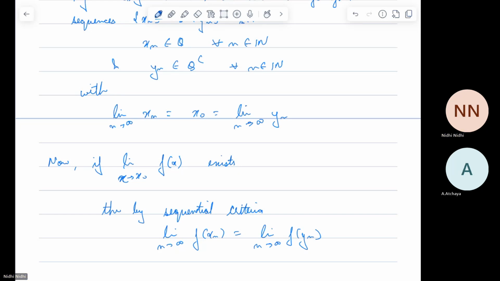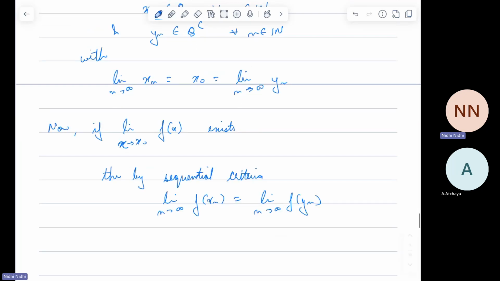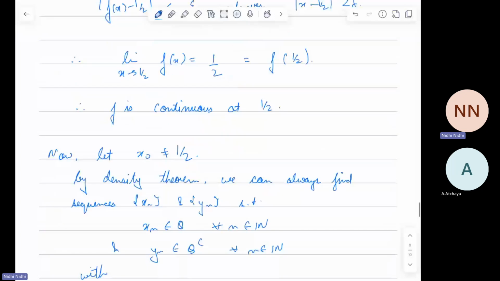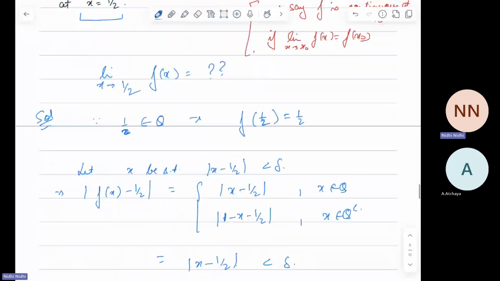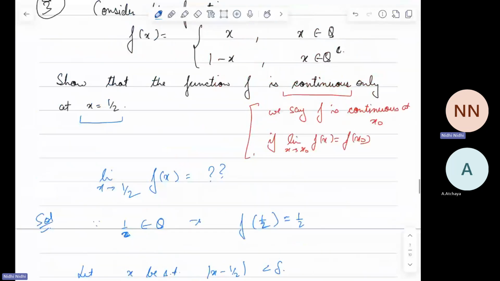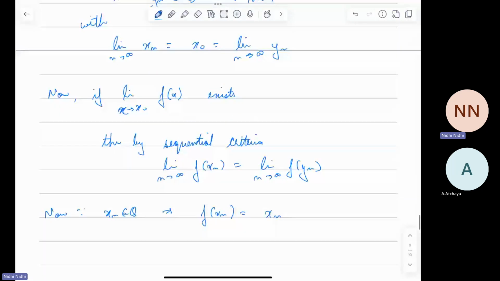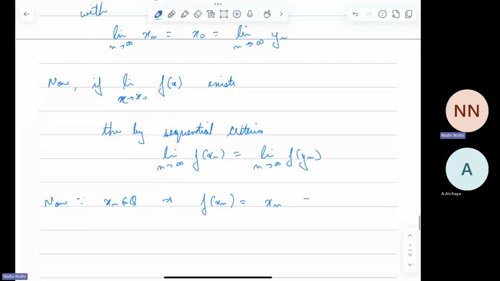Now since xn is rational, by definition f(xn) is, for rationals the function is f(x) equals x, so f(xn) will be xn. Now since xn is converging to x naught, this implies the sequence f(xn) converges to x naught.